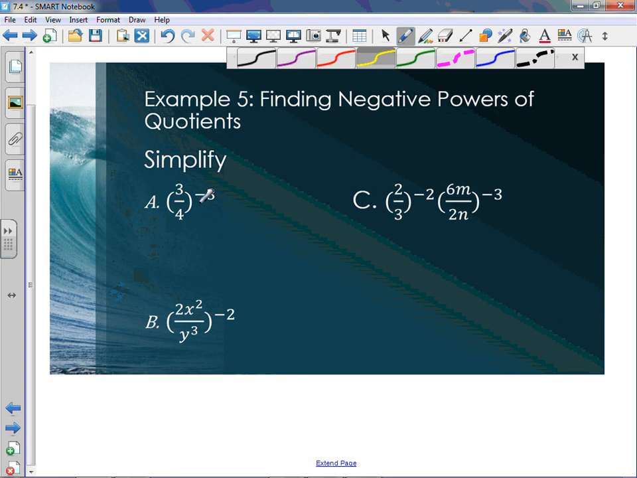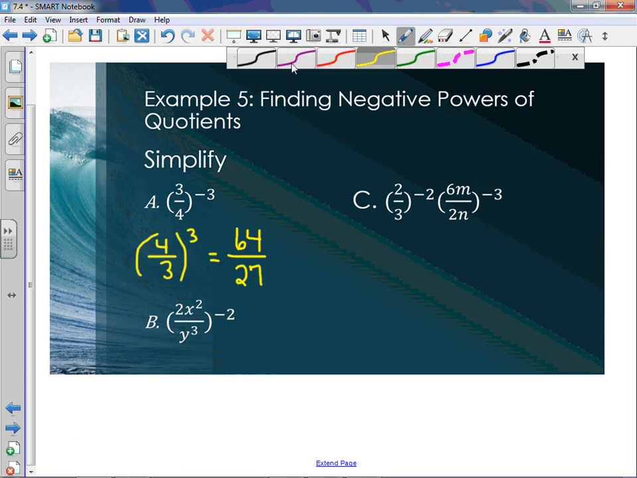So for A, I see that negative sign, so I'm going to flip my fraction. It's now 4 over 3 to the third power, and I'm going to distribute. 4 to the third is 64. 3 to the third is 27. Whew. All right, let's try B.